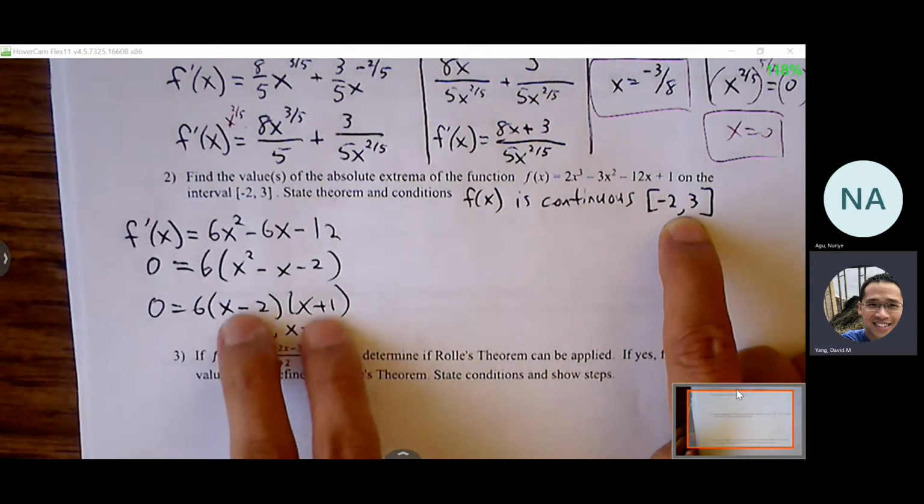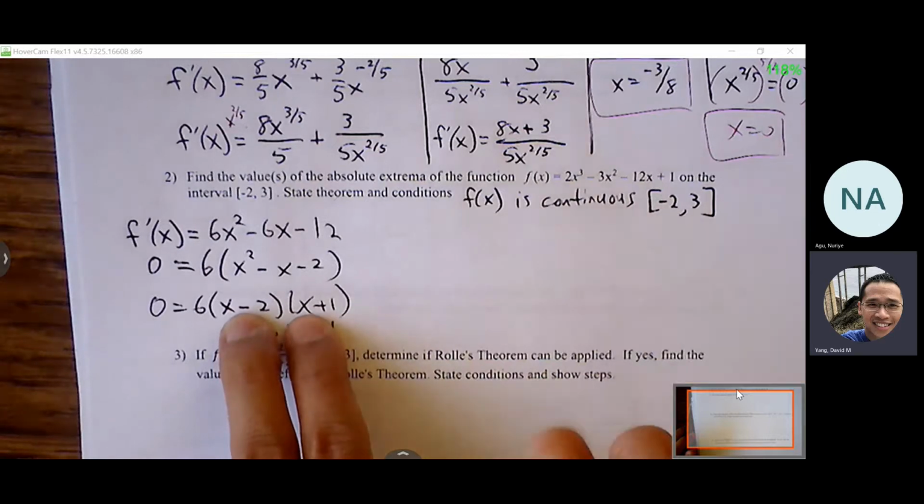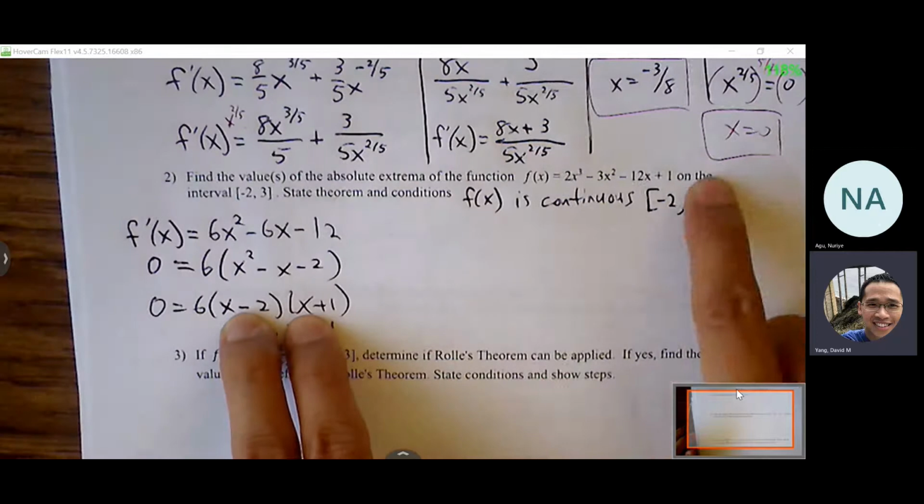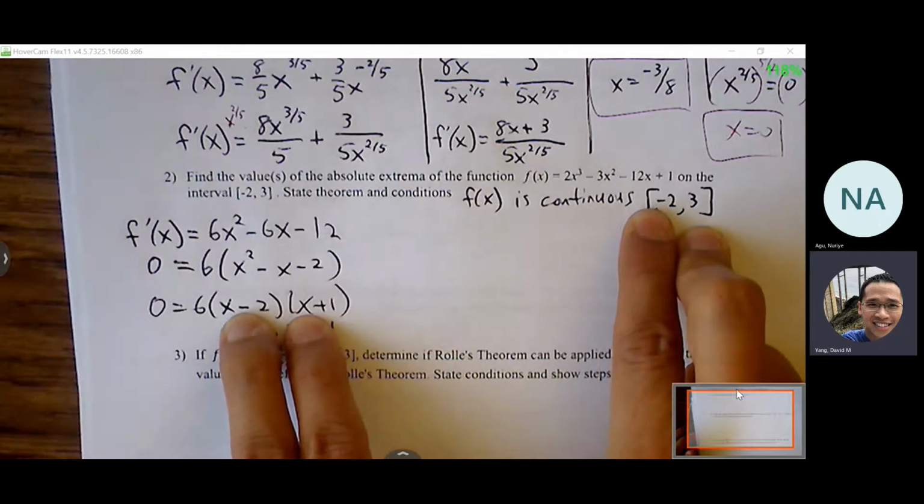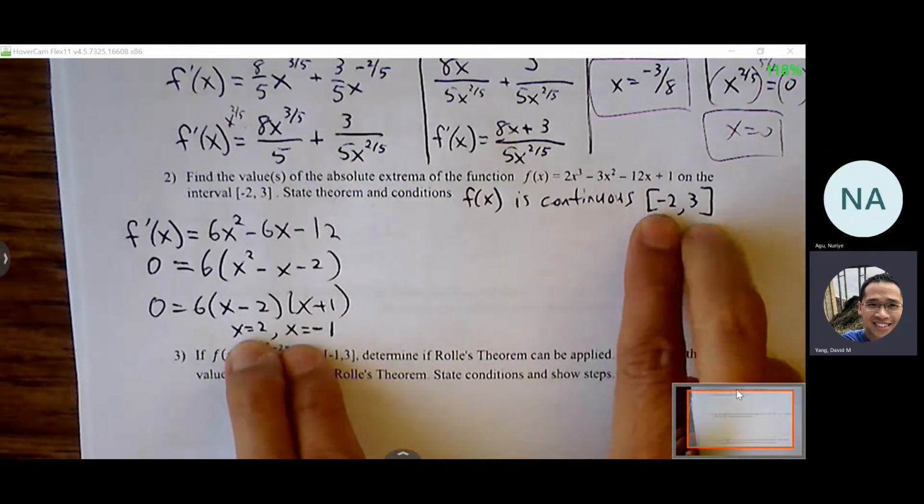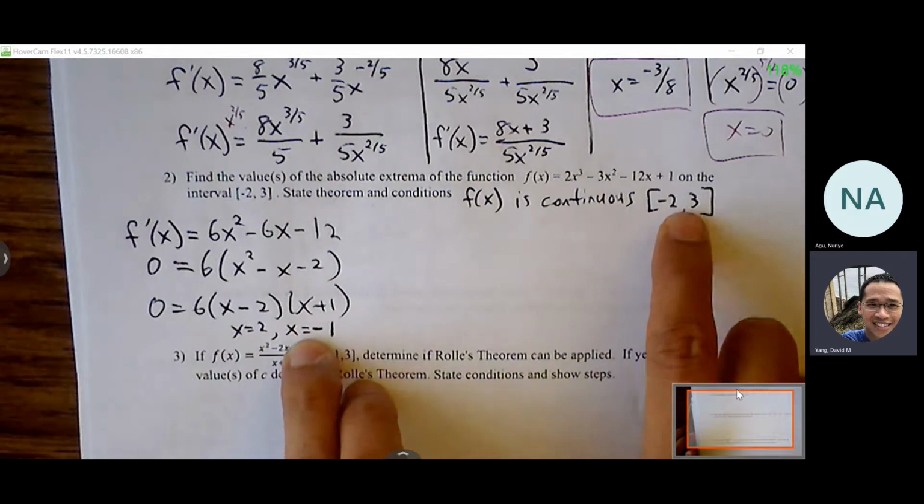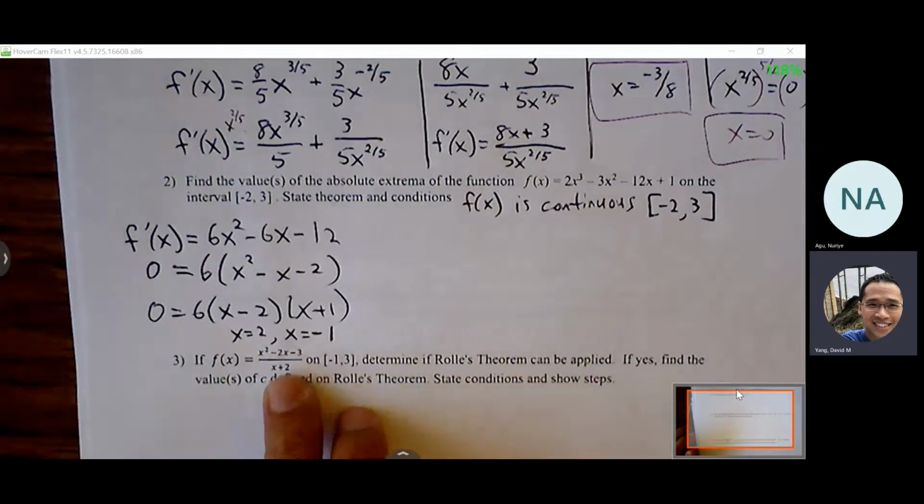Okay? It's very possible that none of your critical points end up in the interval. If that's the case, you can still go through with EVT. It's just that you have less points to test. You're only testing your two endpoints. But in this case, 2 is safely inside the interval. Negative 1 is also safely inside the interval. We have 4 points we have to test.